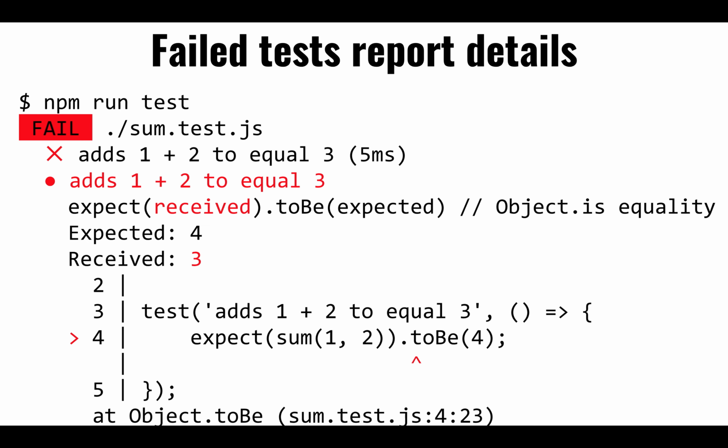Right? It also prints out that I was expecting 4, but I actually got a 3. I was expecting that 1 plus 2 was 4, but actually I got the correct answer that 1 plus 2 is indeed 3. Right? Make sense?